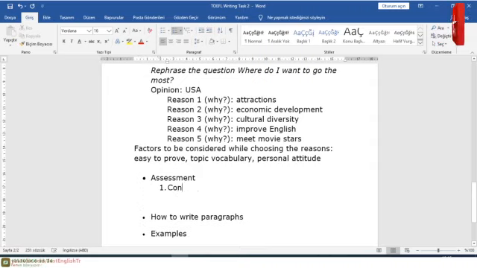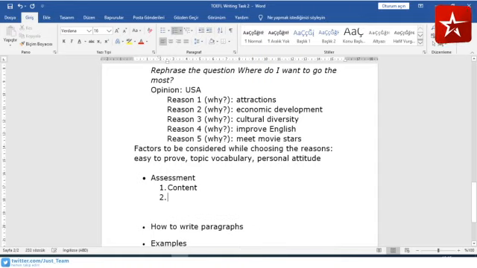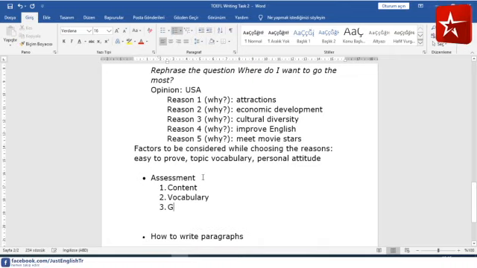First of all, the content. How well does your essay answer the question? This is about the content. Next thing you need to pay attention to is your vocabulary. Have you used good vocabulary? Have you used higher level vocabulary or not? Also, you need to think about grammar range and accuracy.